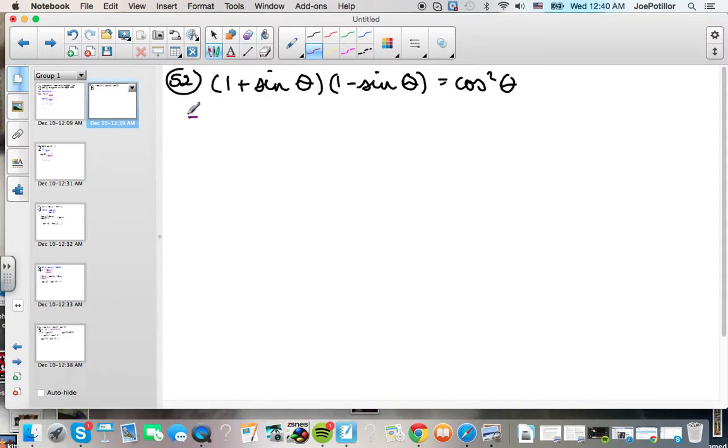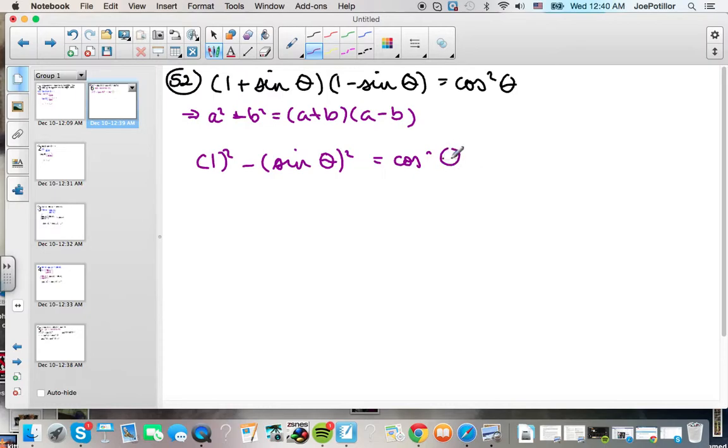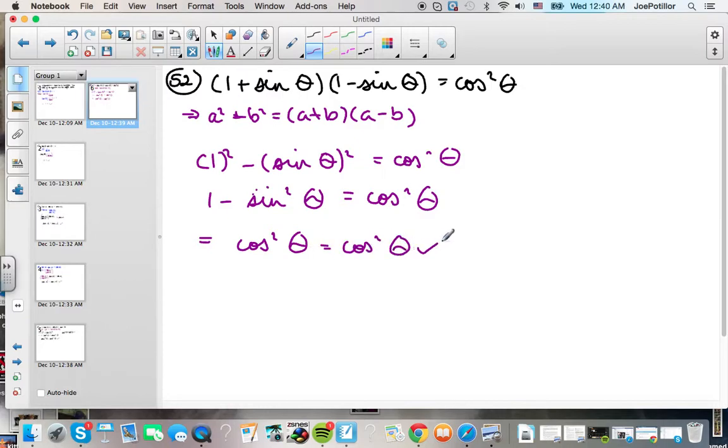Again, we use the fact that we have a difference of squares. So we know a, once again, is 1, and b is sine of theta. So this becomes 1 minus sine squared of theta. And of course, recall that sine squared theta plus cosine squared theta is equal to 1 from the last problem. So that gets us, once again, cosine squared of theta is cosine squared of theta. Everybody follow? Good enough. On to 53.